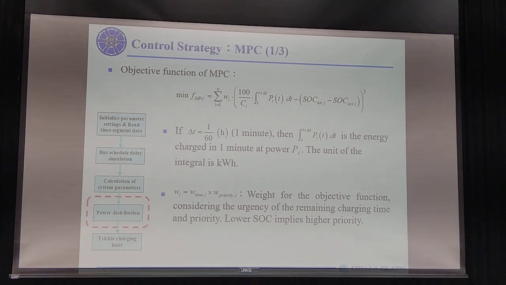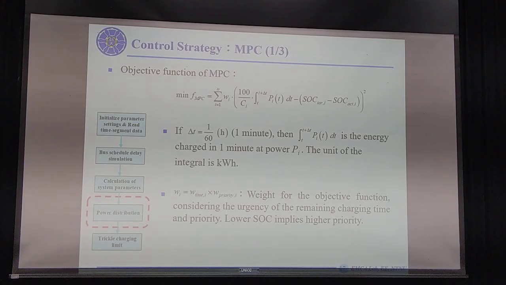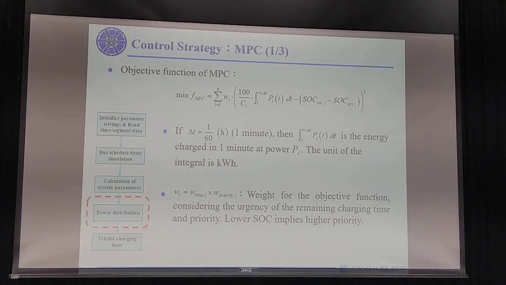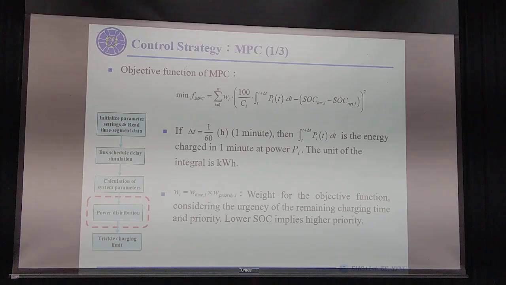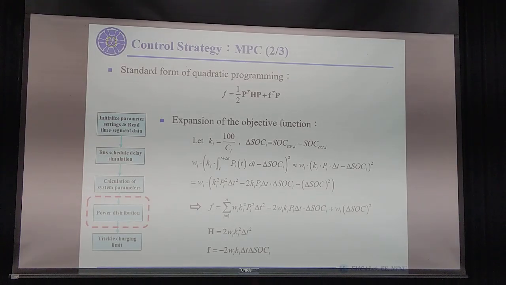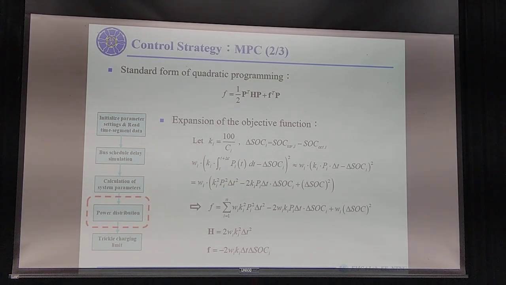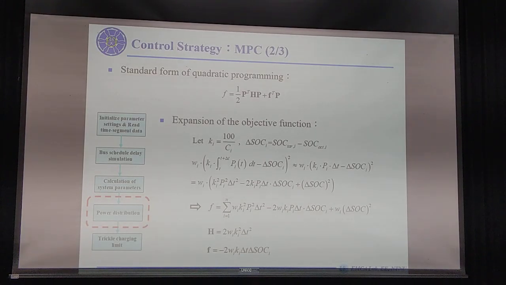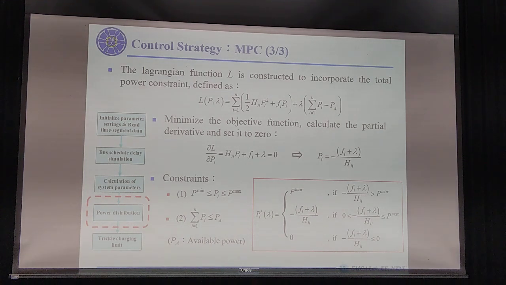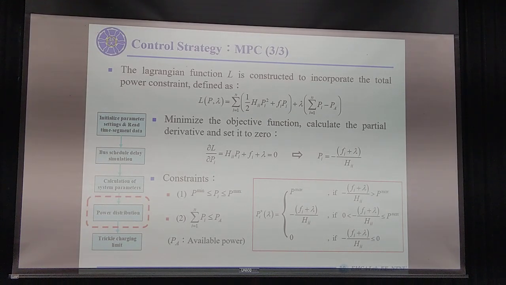Let's look at the controller. First, the standard and basic one. Our goal is to find the best power setting PI to minimize this function. We look at the gap between the target SOC and the actual SOC, while considering how urgent the charging is. Lower SOC means priority. To solve this, we constrain the output state between PV and PX. This keeps the process both optimal and safe for the hardware.